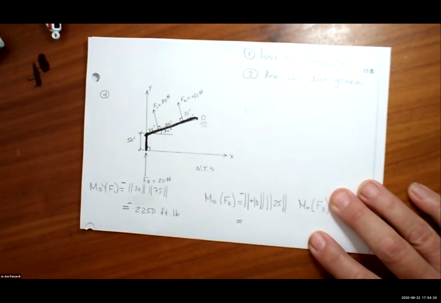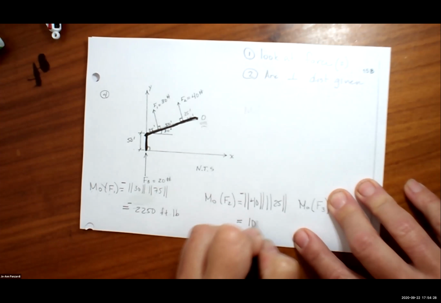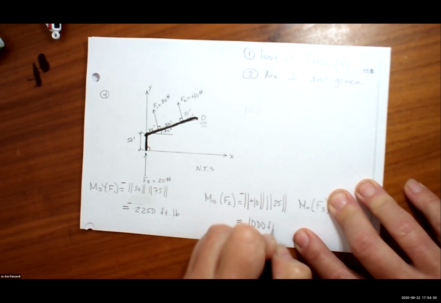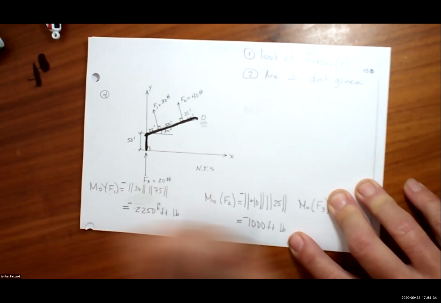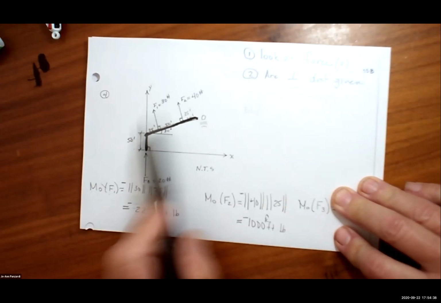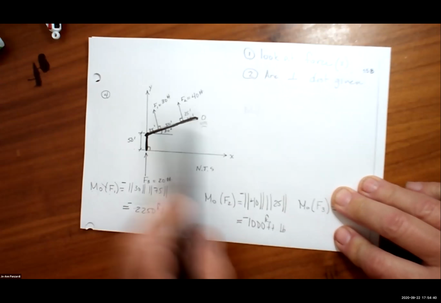Comes out to be 1,000, of course. We should have figured that one out. Foot-pound, negative. And I should put my k here. I have to get in practice of making sure. We know that when the forces and the distances are on the XY plane, the moment's going to be about the Z.